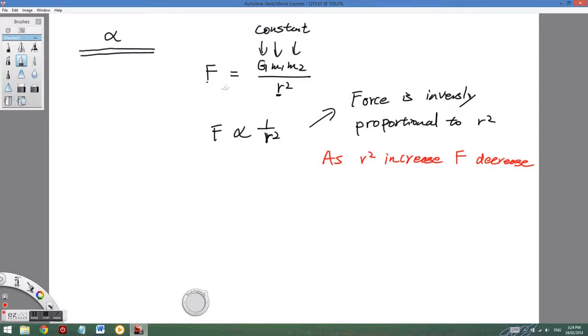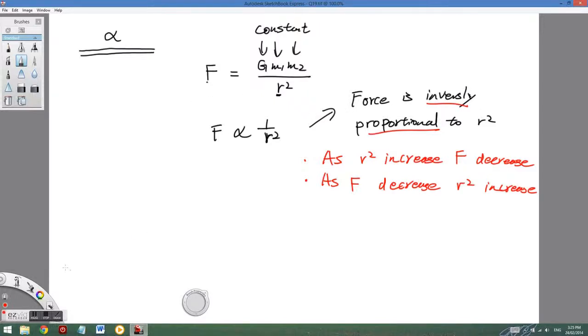From this equation, r means the distance between two objects. So as the two objects get closer, the force would increase. That's what it means. Or the other way around, as F decreases, r squared must increase. That's inversely proportional.